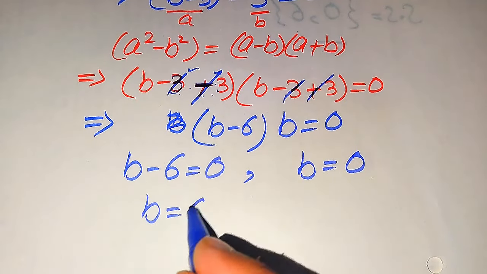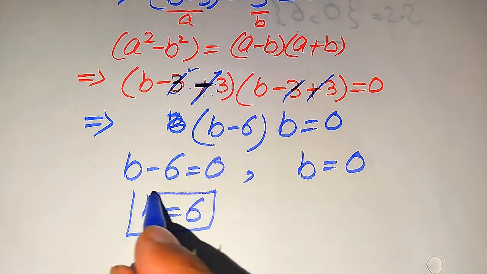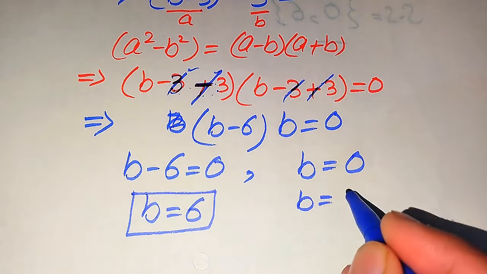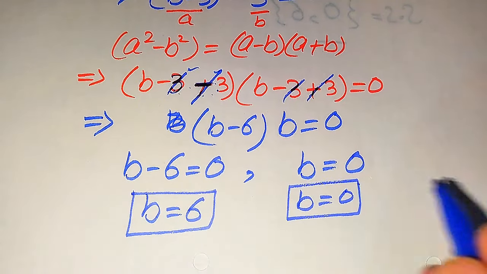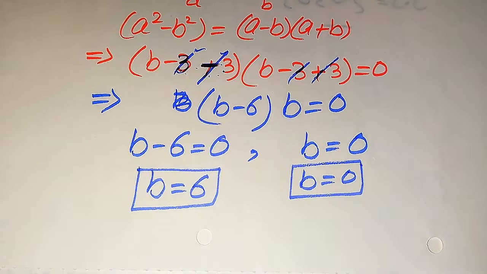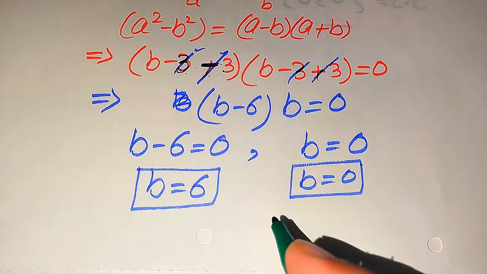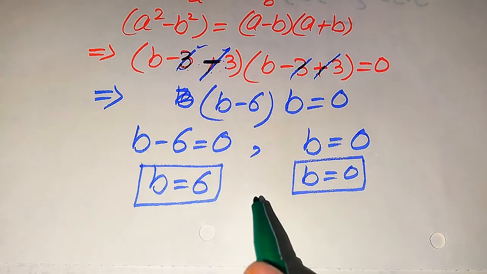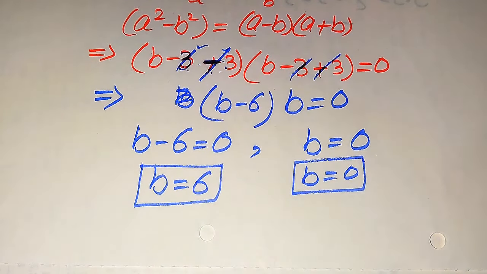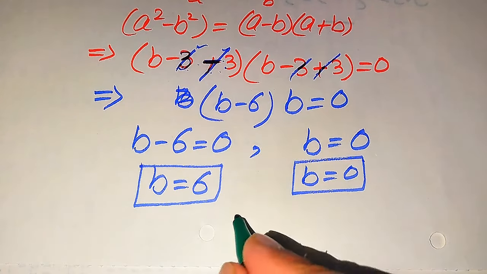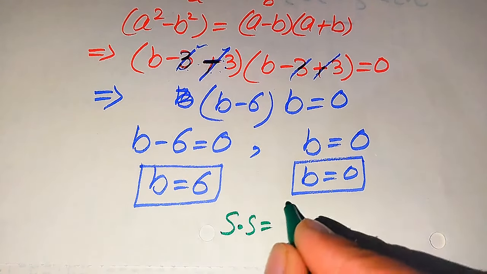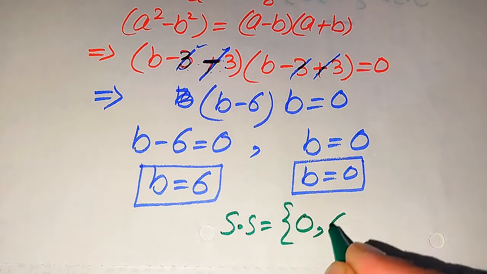So from here we get the value of b equals 6. This is the first root, and from here we get the value of b equals 0. This is the second root. And now you see that from both of these two methods we get the same values of b. In the first method we already saw that both of these two values satisfy our given question statement. So the solution set of this question is 0 and 6.